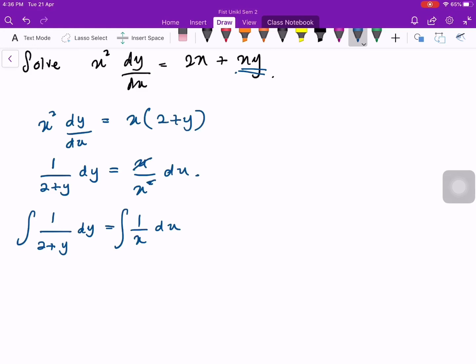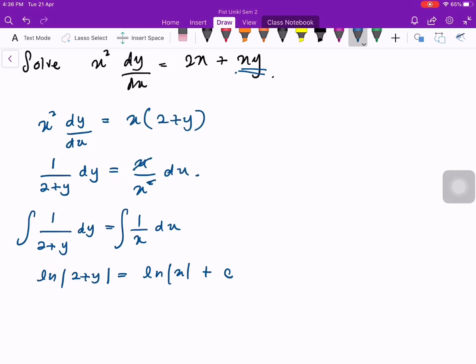Okay, now we have 1 over (2 plus y) dy. So we're going to have ln absolute 2 plus y. Okay, actually it is divided by 1, so since it is divided by 1, saya tak tulis lah. And then equals to 1 over x becomes ln absolute x plus arbitrary constant c. So remember, arbitrary constant is only written on the left side. Kita tak tulis di kedua-dua side.